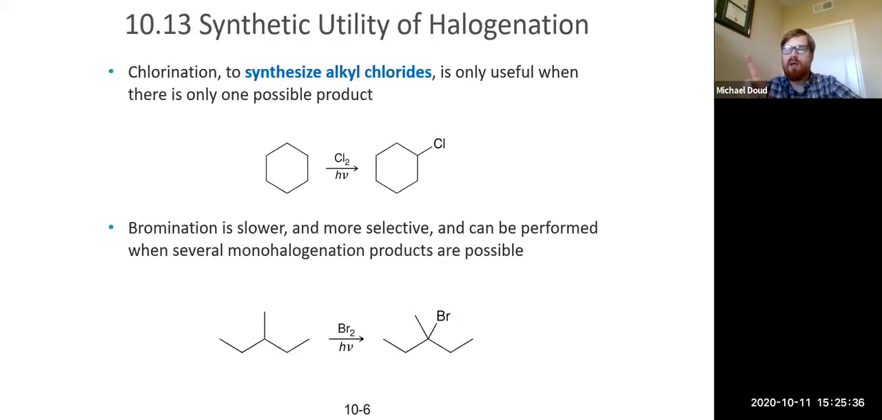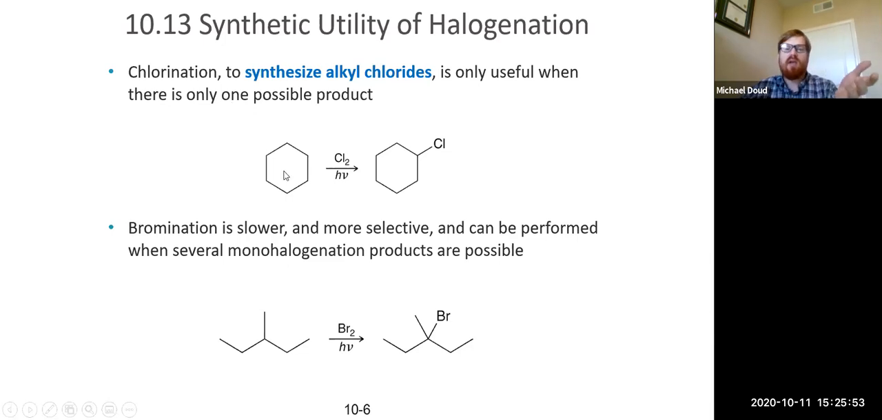Now there's one last chapter or section here that we have to do. We're skipping ahead to 10.13, and this is about chlorination. I mentioned before, chlorination we're not going to use too much, but it is useful to synthesize alkyl chlorides if there's only one possible product, right?